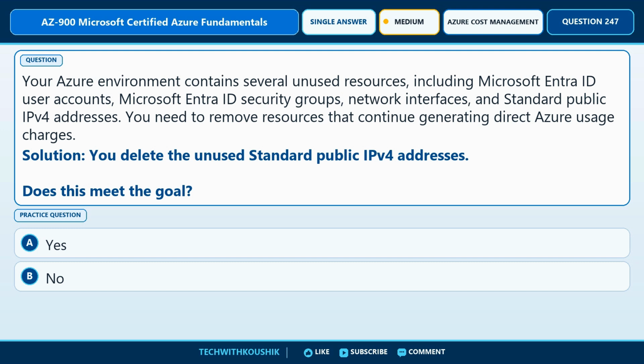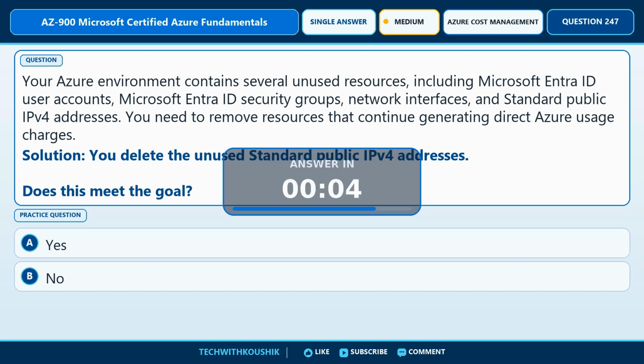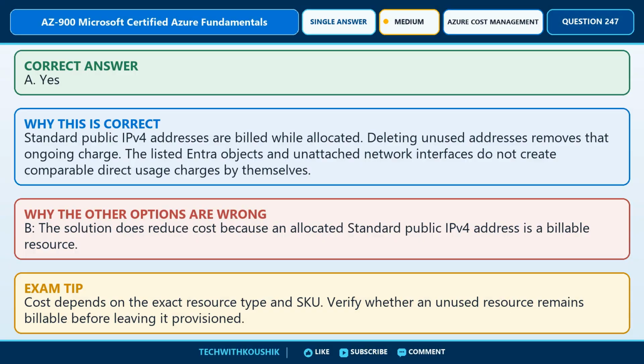Solution: you delete the unused standard public IP version 4 addresses. Does this meet the goal? Now let's review the options. Option A is yes. Option B is no. The best choice is option A, yes.